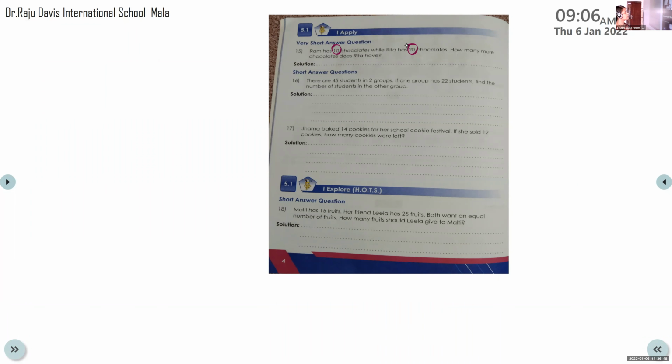So, who is having more number of chocolates? Rita. Because when we compare 10 and 20, we can see 20 is the bigger number. So Rita has more chocolates. Now, what is the question? How many more chocolates? How many more, how many less, these all are related to subtraction. So we have to find out how many more chocolates are with Rita.